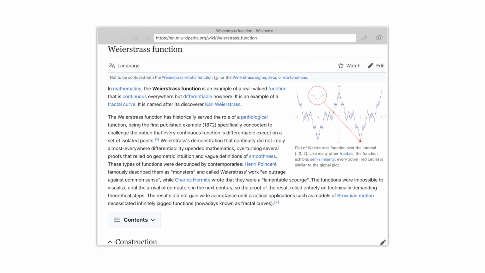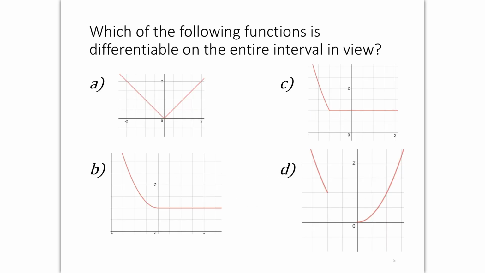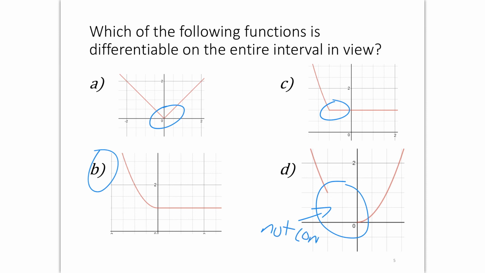Now let's do a quick multiple choice question here. Which of the following functions is differentiable on the entire interval in view, either a, b, c, or d? All right, the correct answer is b, and we'll go through why. For a, you have a sharp point there. For c, you have a sharp point. And for d, you're not even continuous, not connected.